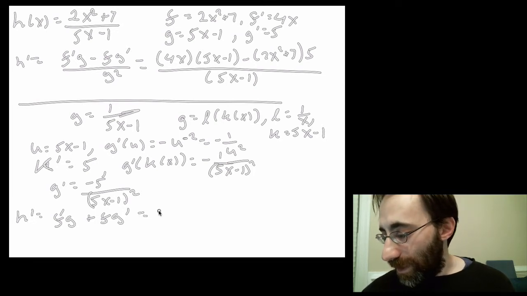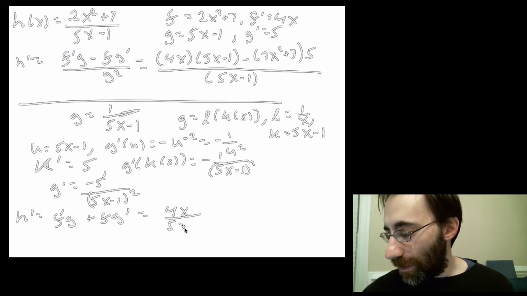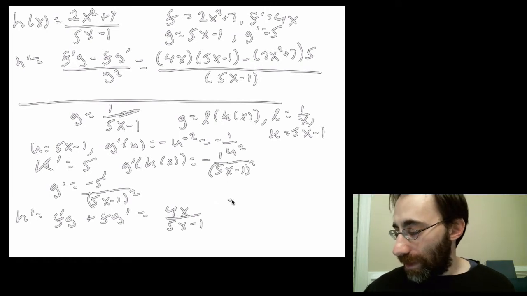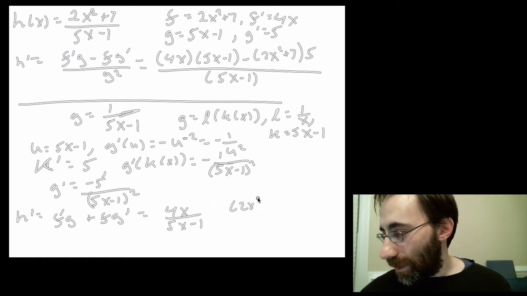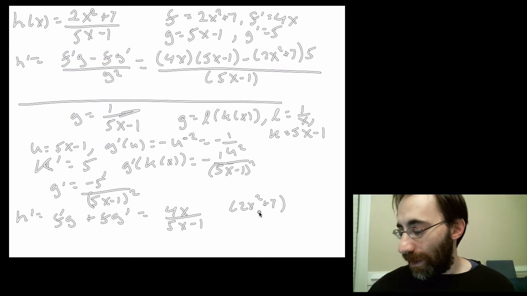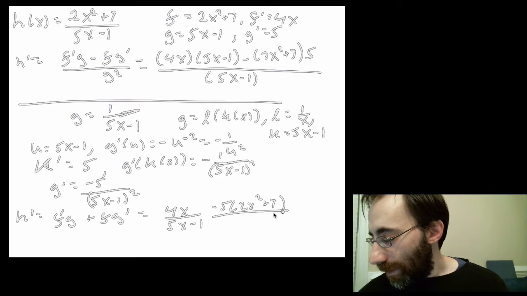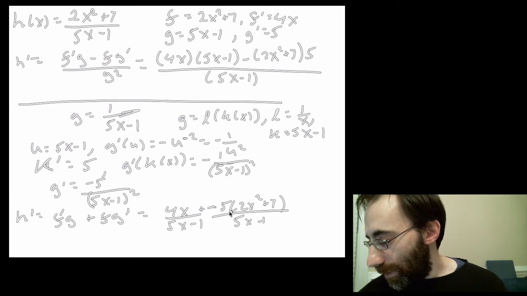Now the product rule in this case is equal to f prime g plus f g prime. That first term is equal to, let's see, where f prime was 4x, g is 1 over 5x minus 1. Then f is 2x squared plus 7, g prime is negative 5 divided by 5x minus 1 squared.